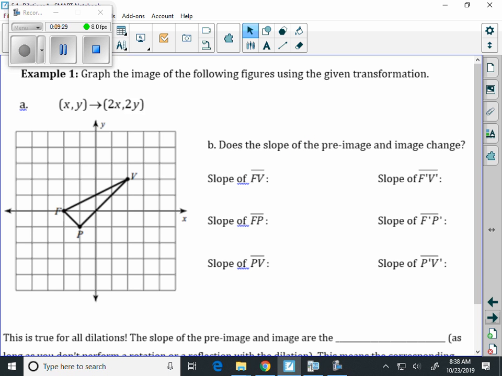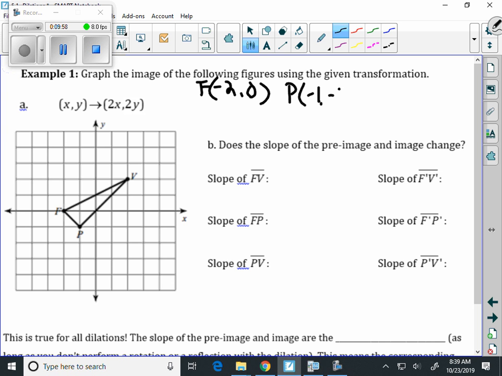Another example. It says, graph the image of the following figures using the given transformations, where you've got xy maps to 2x and 2y. So let's look at our figure here. We've got ordered pair F of negative 2, 0, and P is negative 1, negative 1, and V is 2, 2. And we're going to enlarge this time.